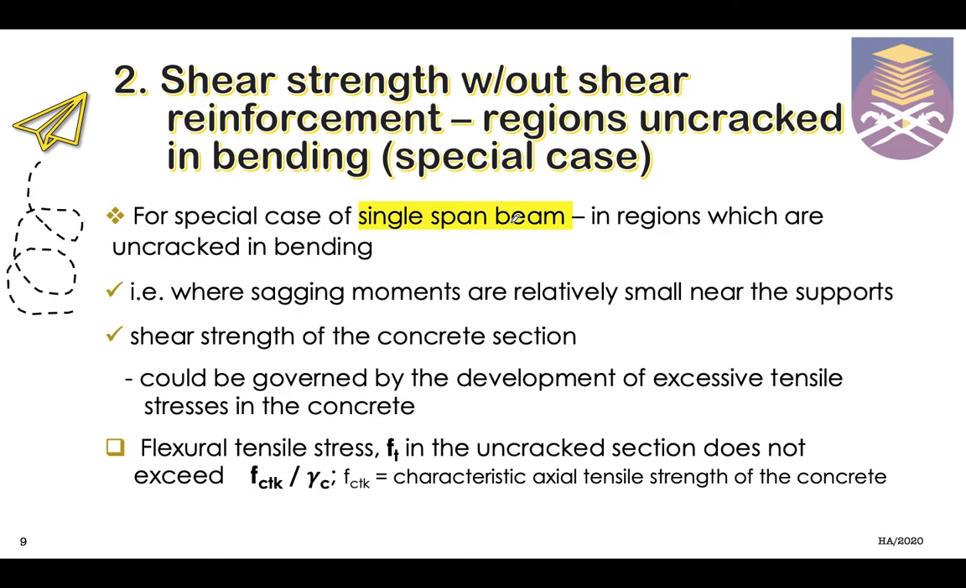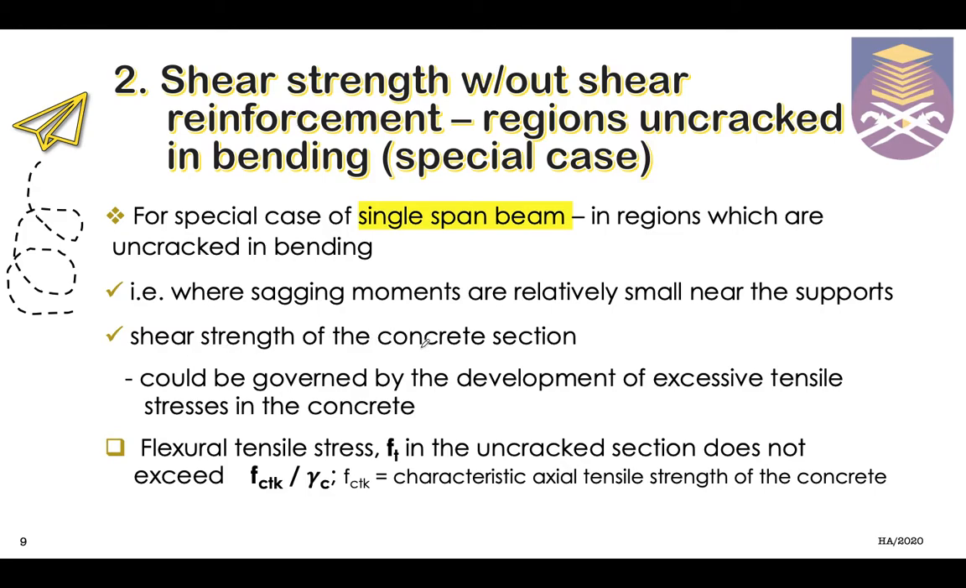This is the second condition that we can consider, which is the shear strength without shear reinforcement, where we have regions uncracked in bending. This is considered as a special case, the case of a single span beam, in regions which are uncracked in bending, that is where sagging moments are relatively small near the supports. So this is where we are considering this.